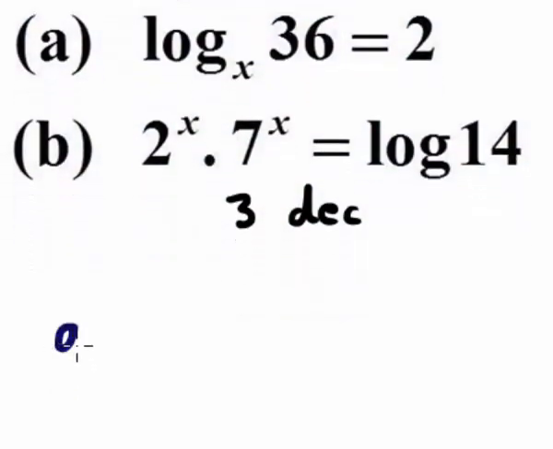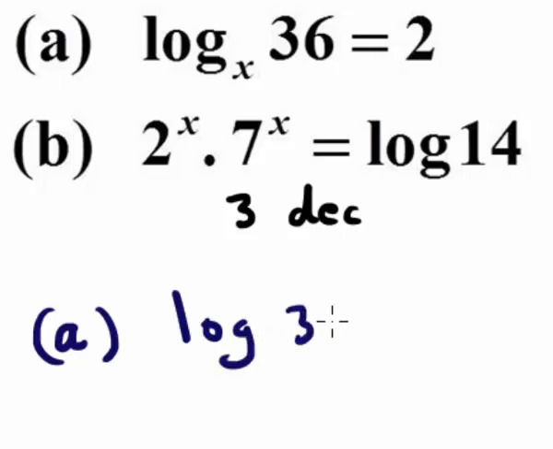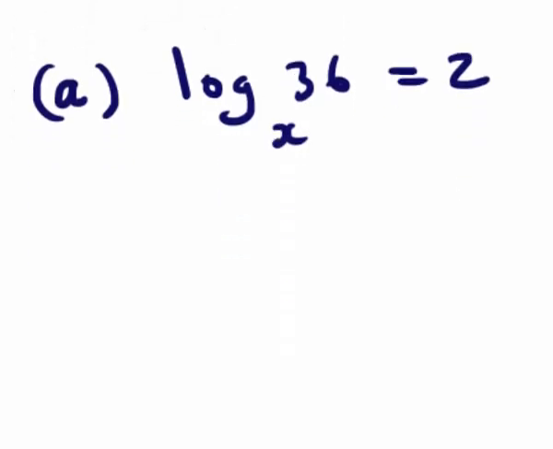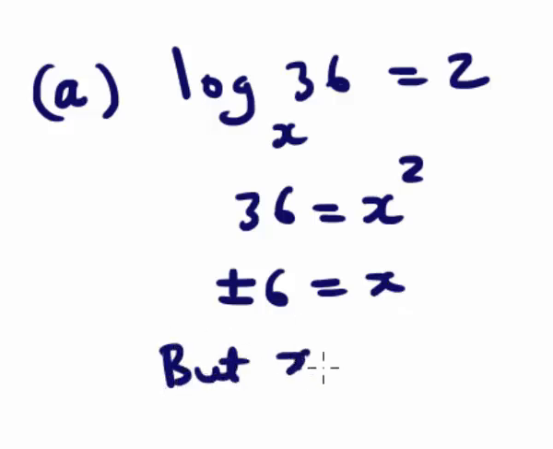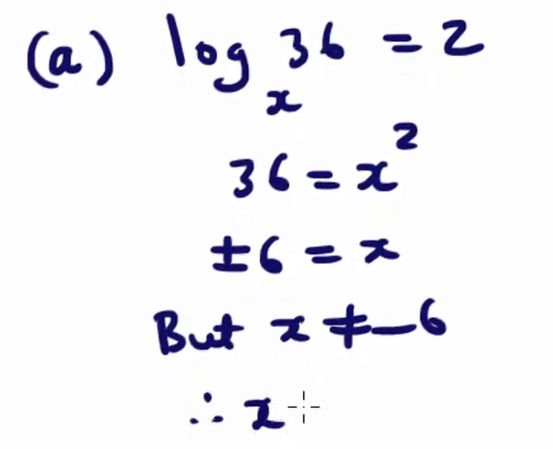Okay, let's look at the first one. If we've got log 36 to base x equals 2 and we want to solve for x, what I'm going to do is make that base become a base on the other side. Remove the log. Remember, 36 is plus or minus 6, but we cannot have x being equal to negative 6 simply because that base can't be negative. Therefore, our answer is x is equal to 6.